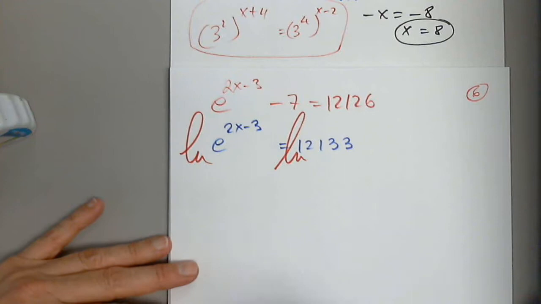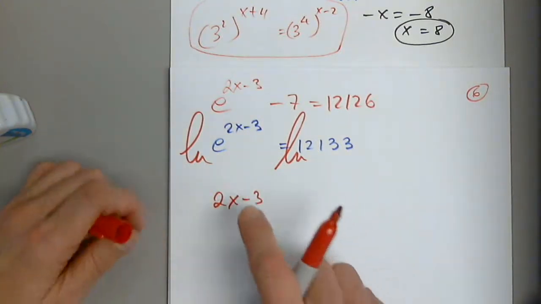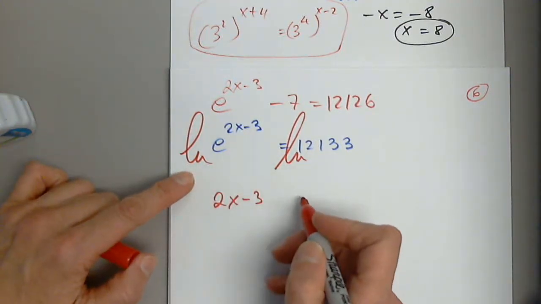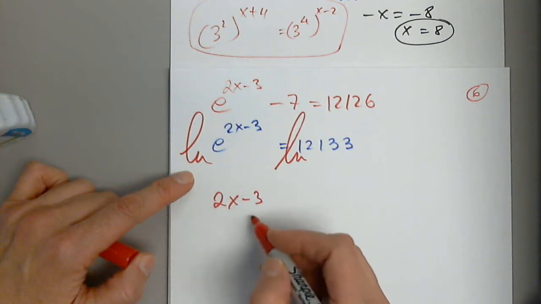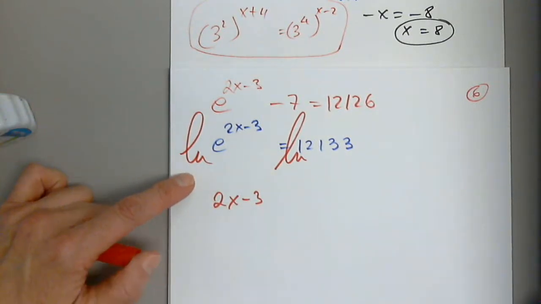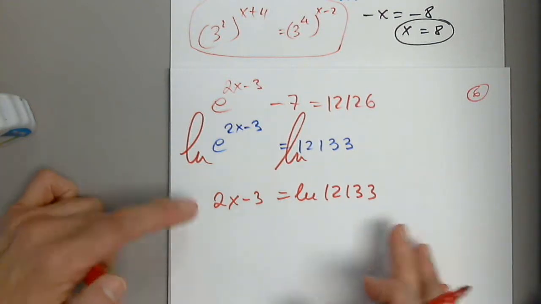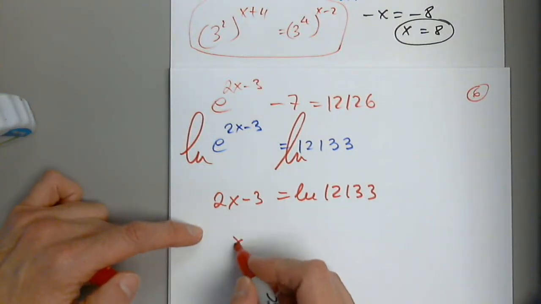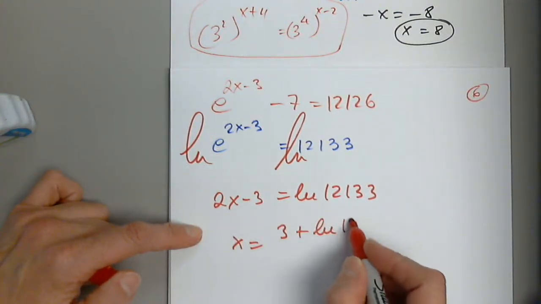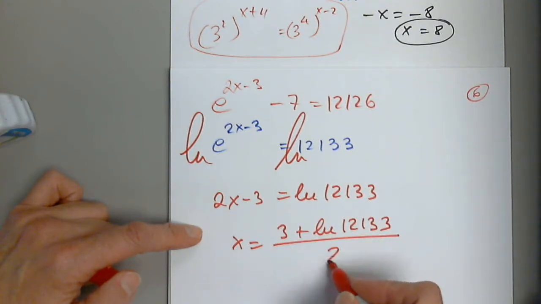Exactly true, yes. So this is 2x minus 3, one more time, I should write times natural log e. So parentheses times natural log e. Why don't I write it? Because natural log e is 1, that's it. 12133. Now this is linear. I move 3 and divide by 2. x equals 3 plus natural log 12133, over 2.